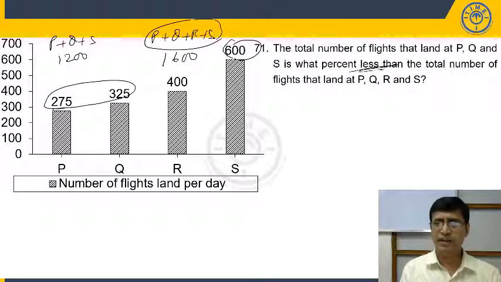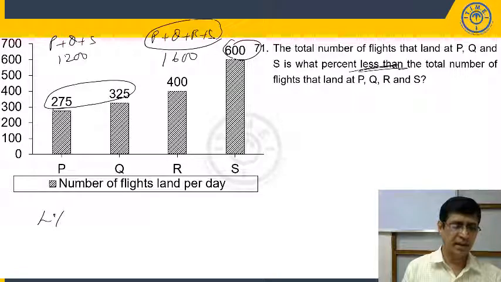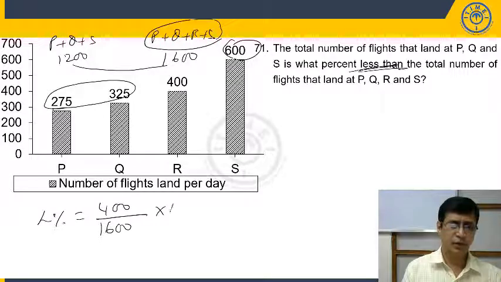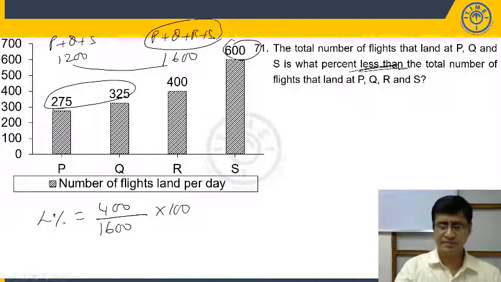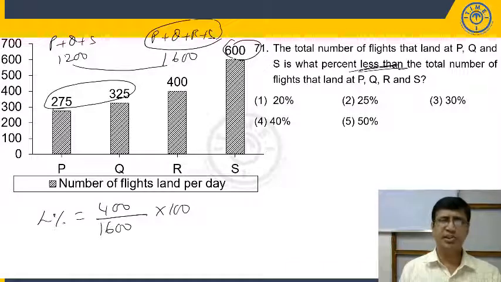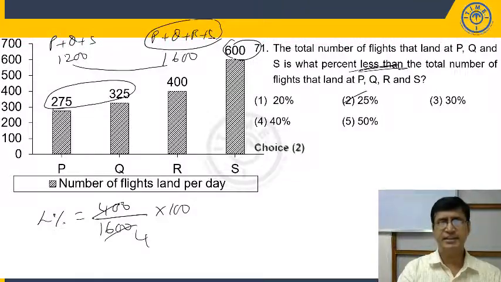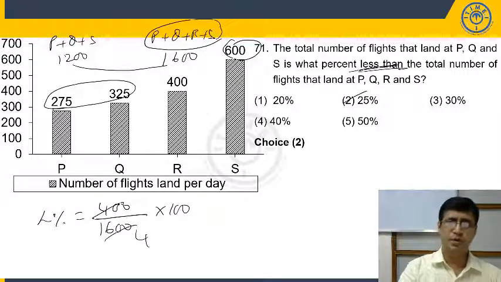So what we need to find? The less percentage. Less percentage means difference by higher value. So what is the difference? 1200 and 1600. Difference is 400. Higher value, it is 1600, into 100. Now simplify this. So what is the cancellation? 400 by 1600 means it is 1 by 4. 1 by 4 means 25%. So what is the result? Option 2. Choice 2 is the right answer for this. Okay.